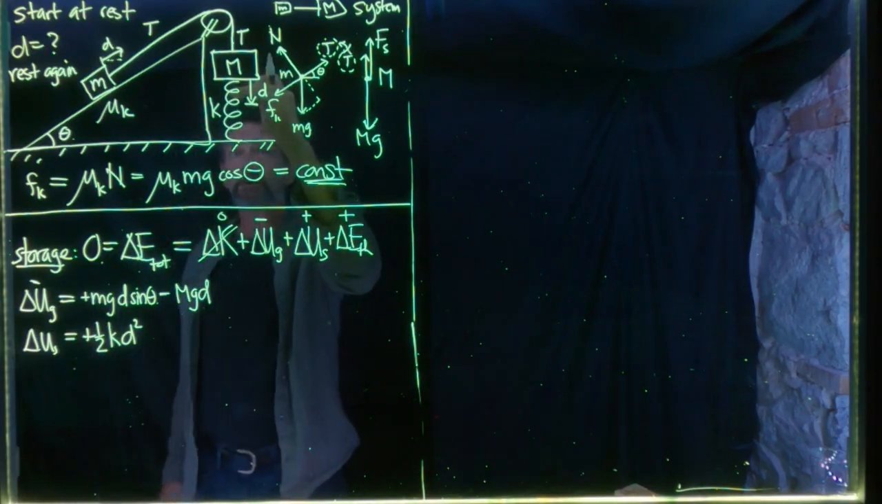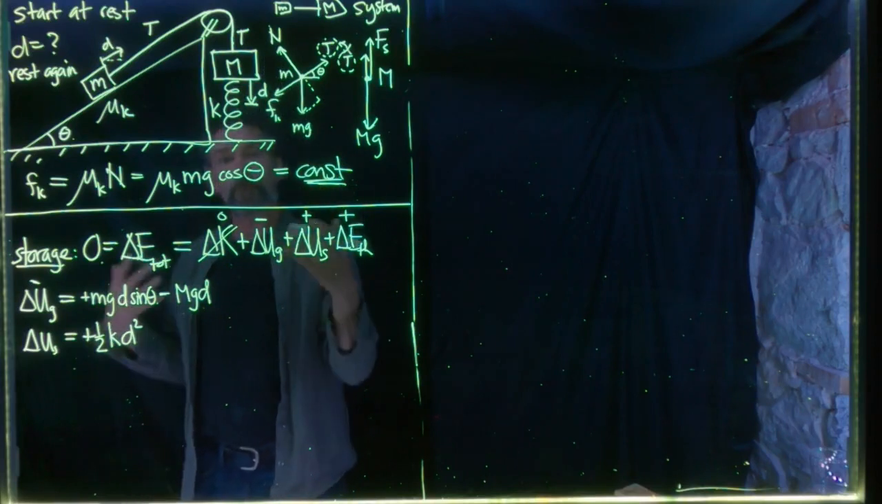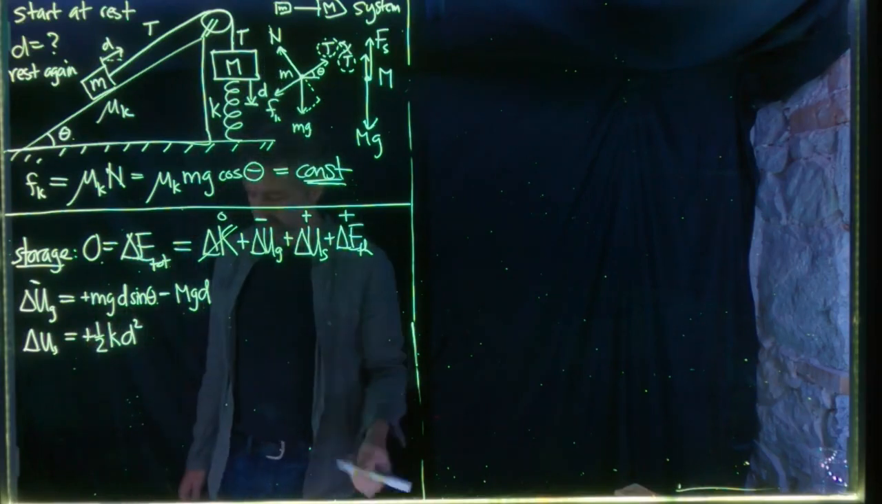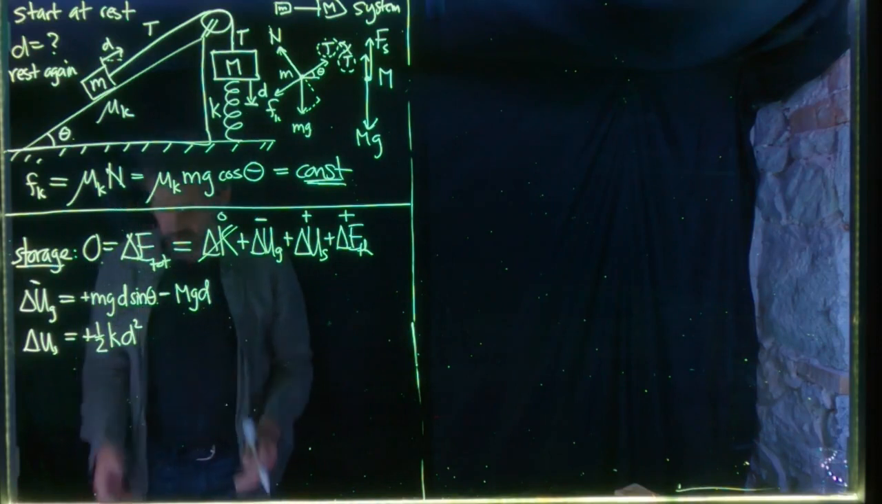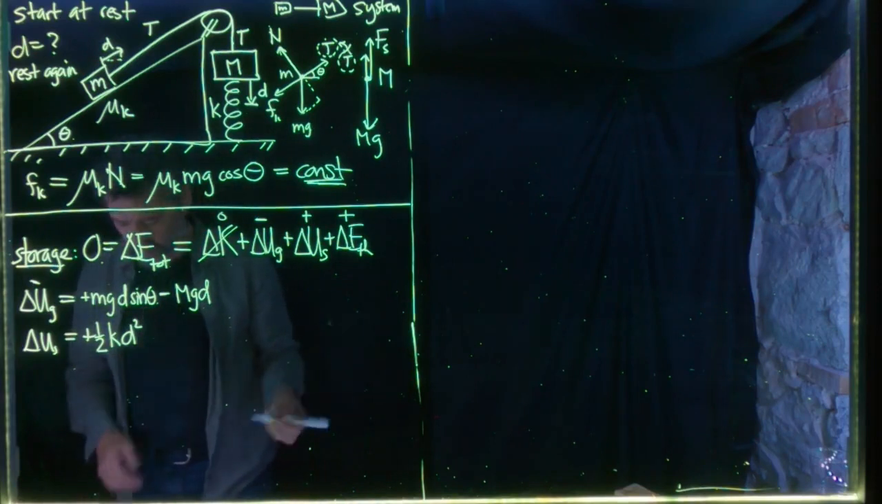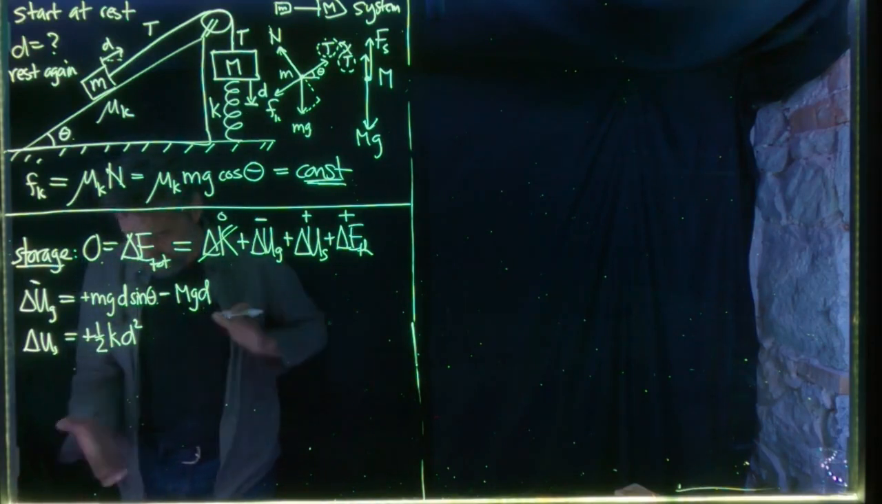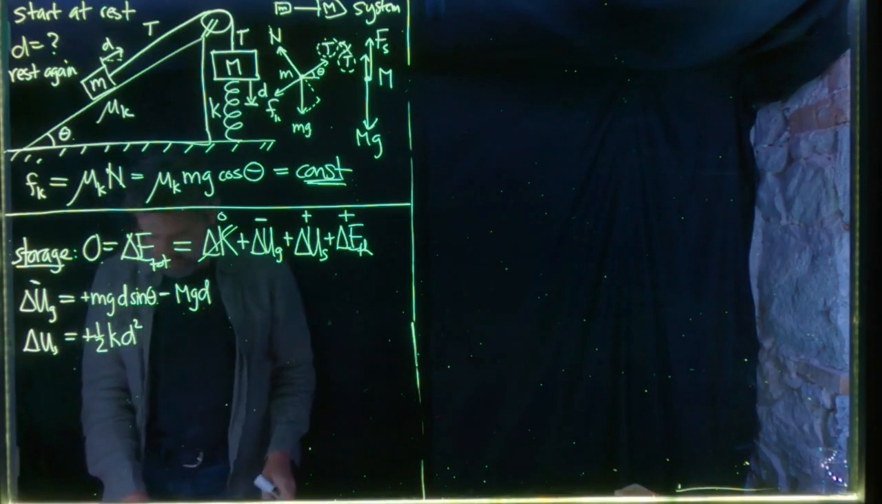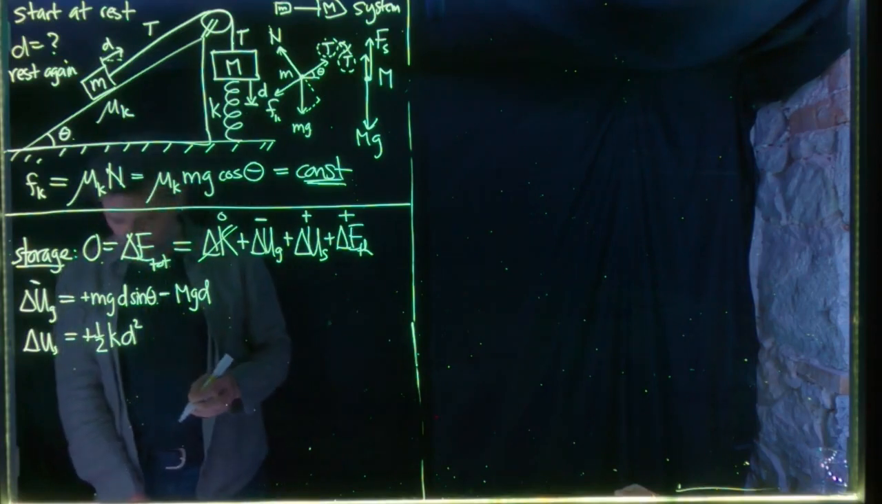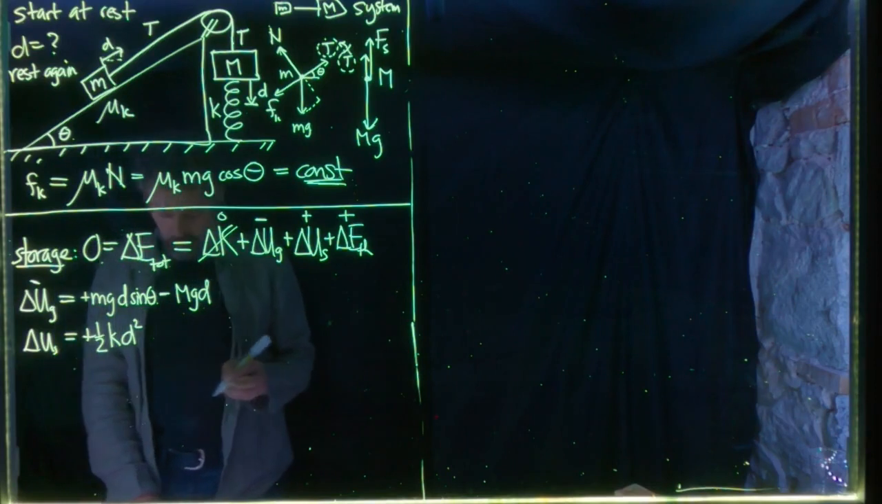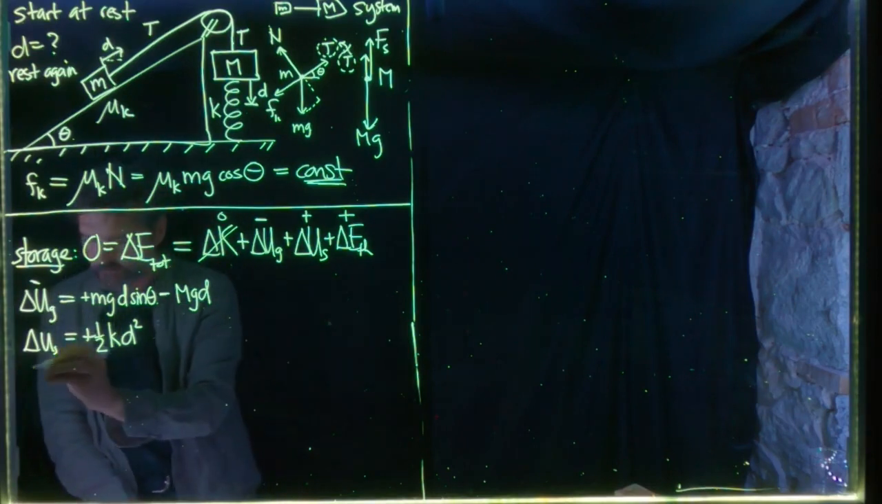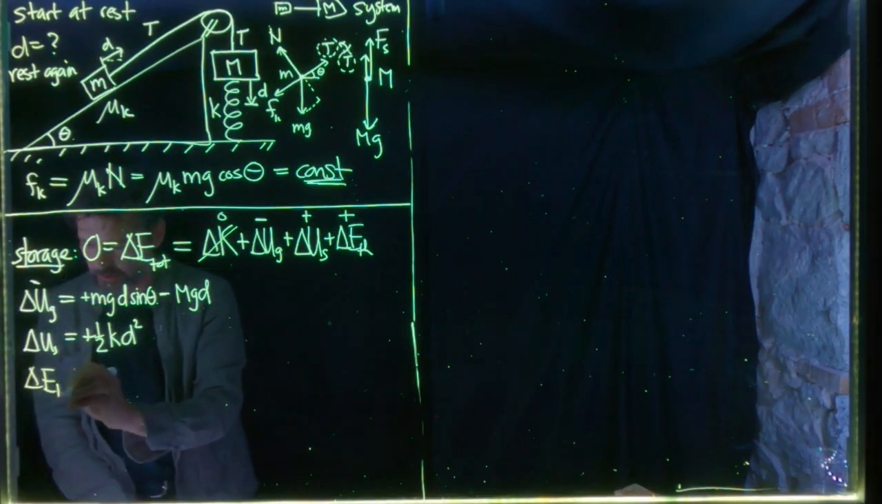So if d is 1 meter, there's some change. If it's 2 meters, it's 4 times as much energy stored in that spring. So the energy stored in the spring increases quadratically with the amount of compression or stretching. Okay, so we have that. And then we also have delta E thermal. So there's a change in the thermal energy.